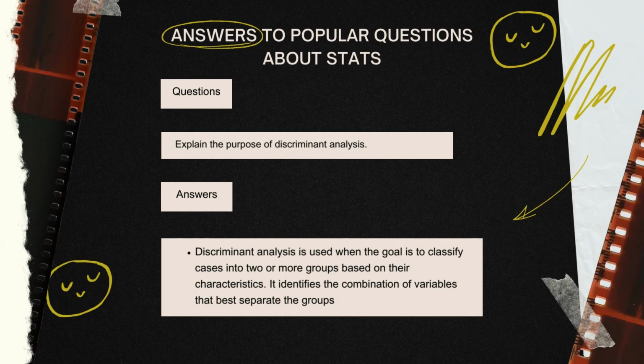Question: Explain the purpose of discriminant analysis. Answer: Discriminant analysis is used when the goal is to classify cases into two or more groups based on their characteristics. It identifies the combination of variables that best separate the groups.